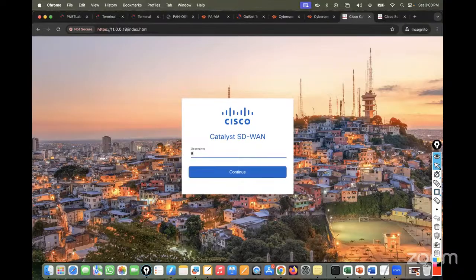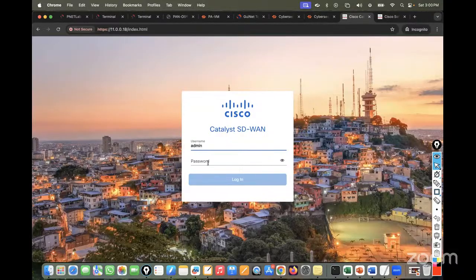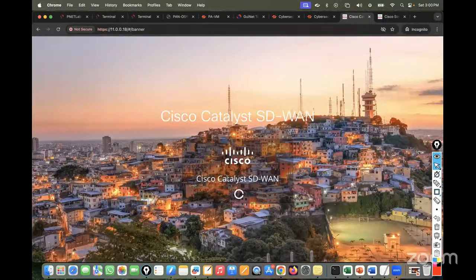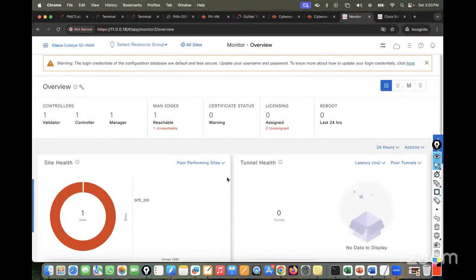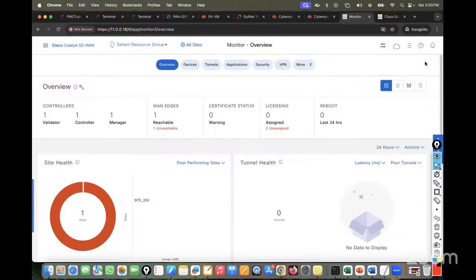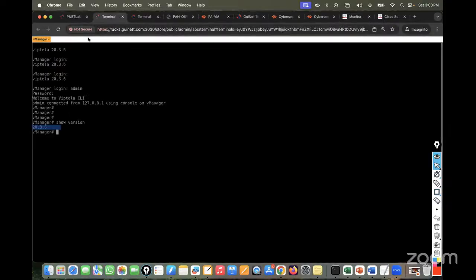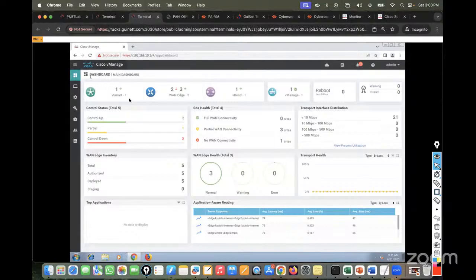So you have to put your username here again, admin, and then you have to put the password, and then you have to log in. Once you enter this particular admin, you will see a totally different UI. Earlier we had this UI. Let me show you. This is a Cisco SD-WAN UI. I can log in to this as well on the dashboard.